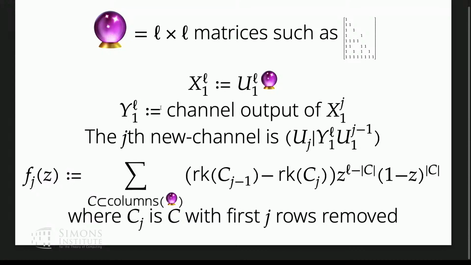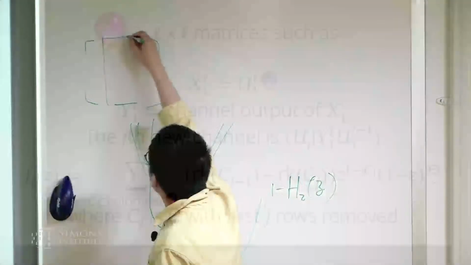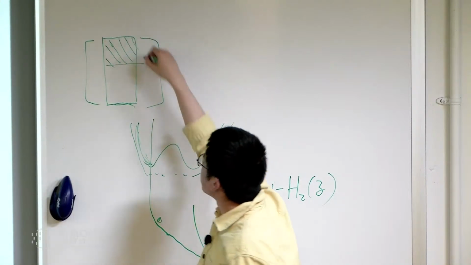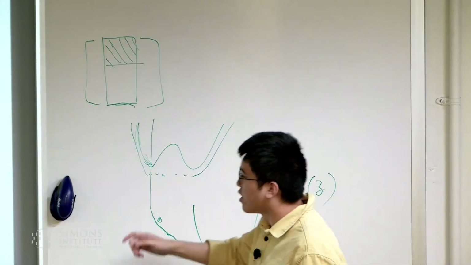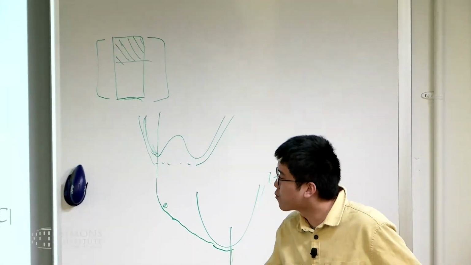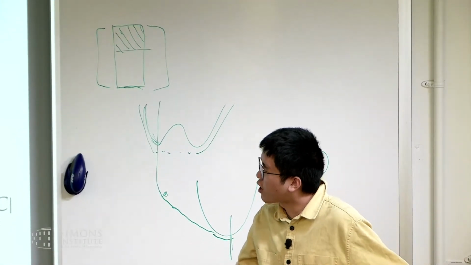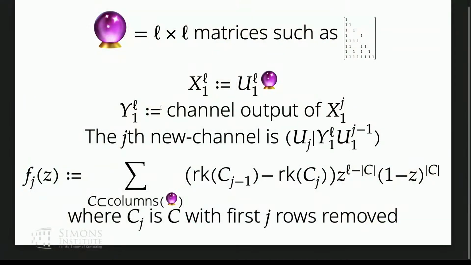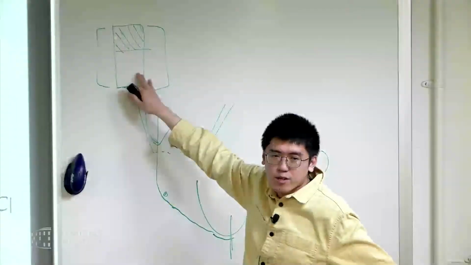So the picture is you begin with the channel, and then you take a subset of columns, and then you're going to remove the first j rows, and also you have to construct another copy where you only remove the first j minus 1 rows, and then you say, if I remove one more row from j minus 1 to j, does it decrease the rank of the matrix below?